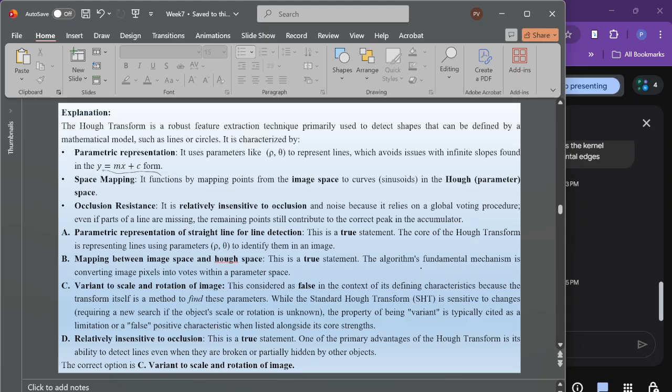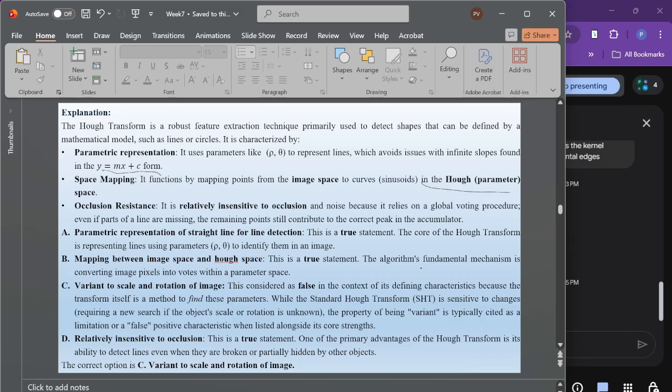It functions by mapping points from the image space to curves, that is sinusoids, in the Hough parameter space. It is also occlusion resistant. It is relatively insensitive to occlusion and noise because it relies on global voting procedures. Even if part of the line is missing, the remaining points still contribute to the correct peak in the accumulator.